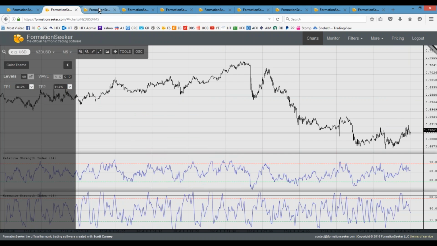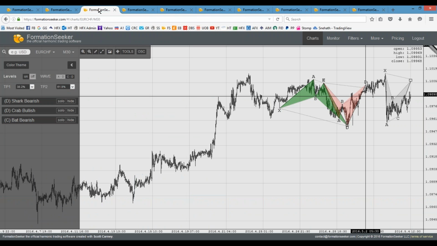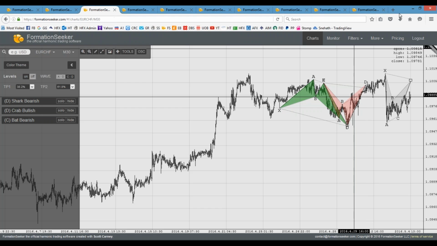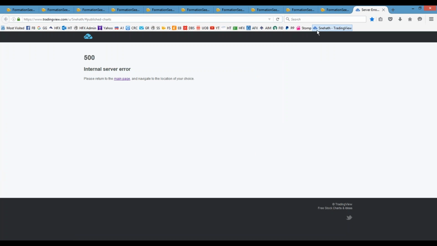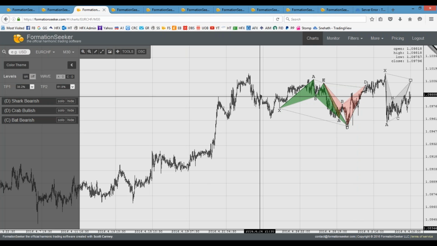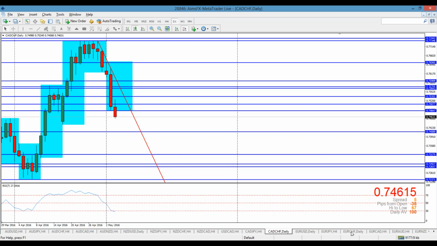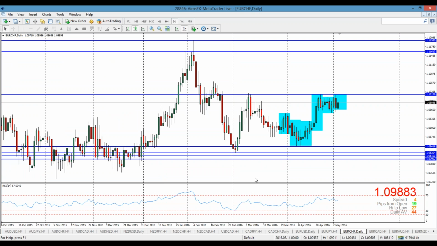Okay, so we've covered off New Zealand dollar. This was something that I released on my TradingView. If you're on TradingView, wow, this is not supposed to happen. Looks like TradingView is down, but if you are on TradingView, you can follow me. I tend to post quite a few ideas there, but it's not working at the moment. But once again, it goes back to my analysis here.